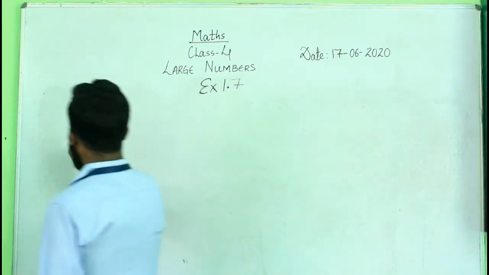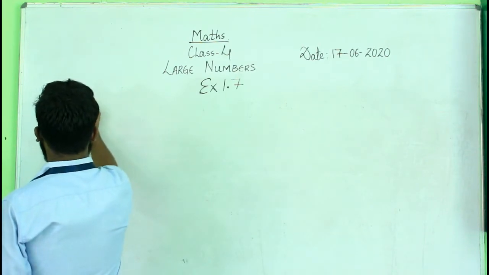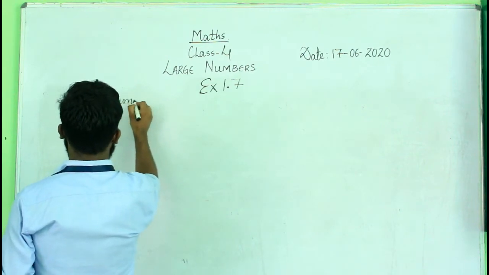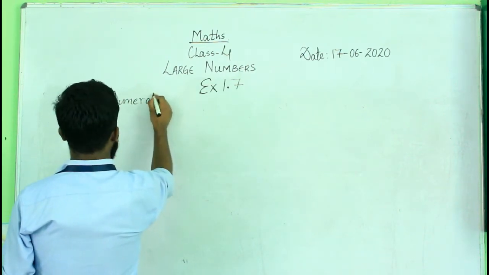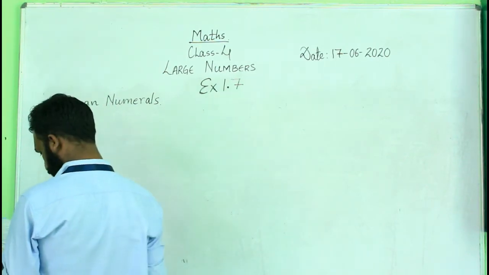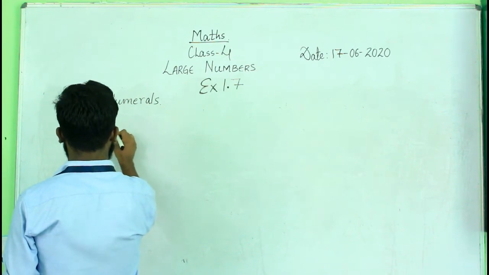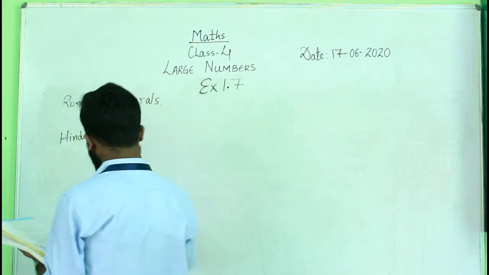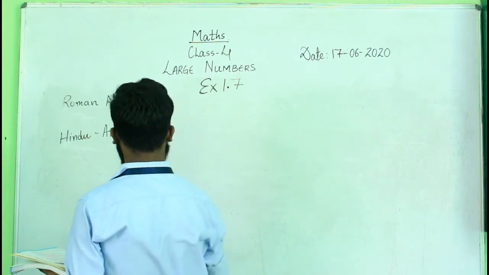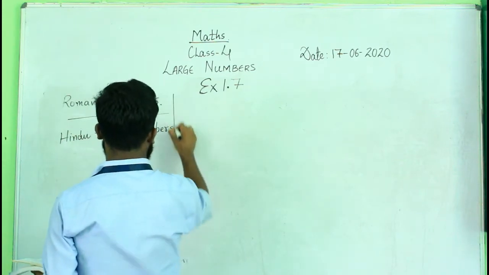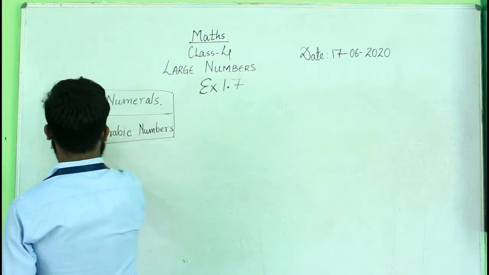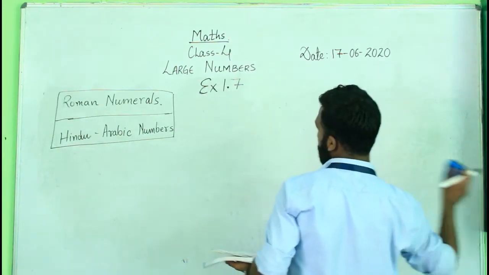So see here, I am making a table here. Roman, and here we have Hindu Arabic numbers. Okay. I'll just erase this.